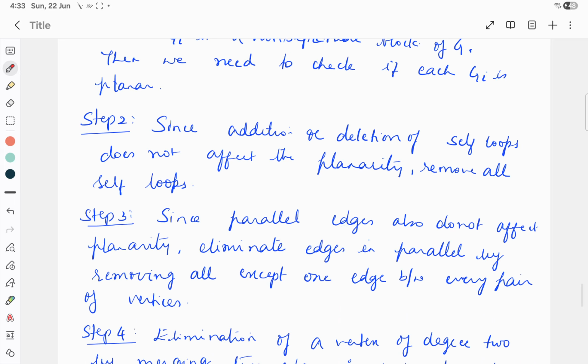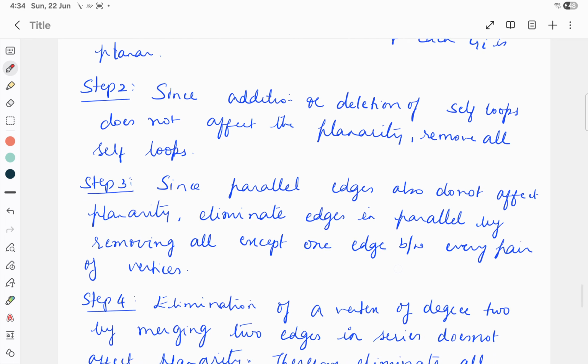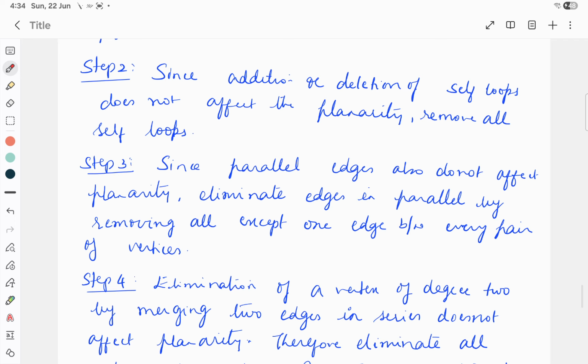Now step 2. Since addition or deletion of self loops does not affect the planarity, remove all the self loops. In a self loop there is no edge crossing, and therefore just by removing the self loops the planarity remains the same, and hence we remove all the self loops. That is step 2.